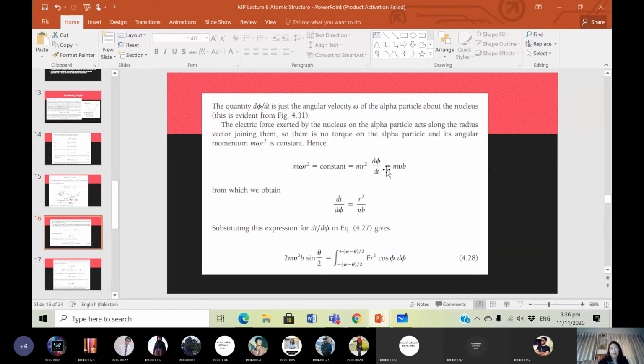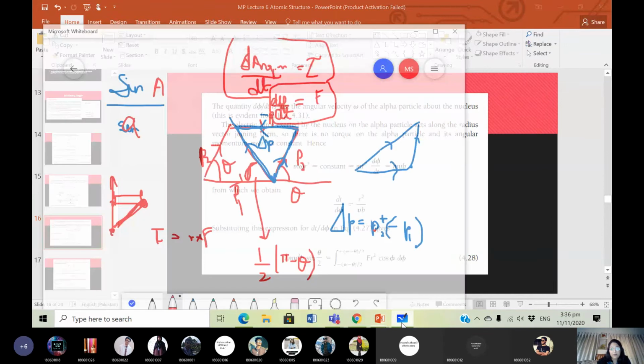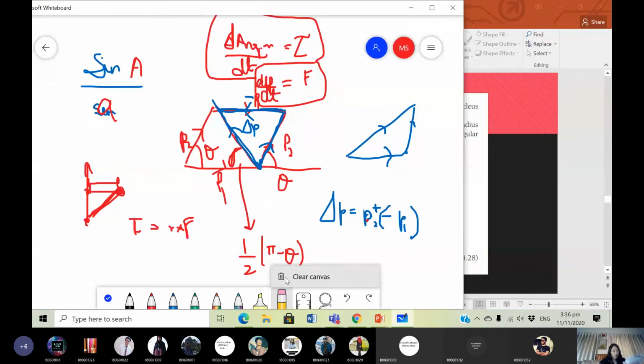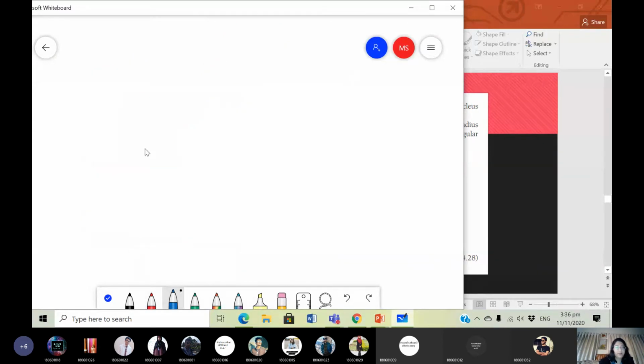Replacing this omega with d phi by dt. We said over here that d phi by dt is omega. Let me erase the board. We know that V is equal to R omega in rotational motion. You all studied rotational motion before, right? V is equal to R omega, okay?